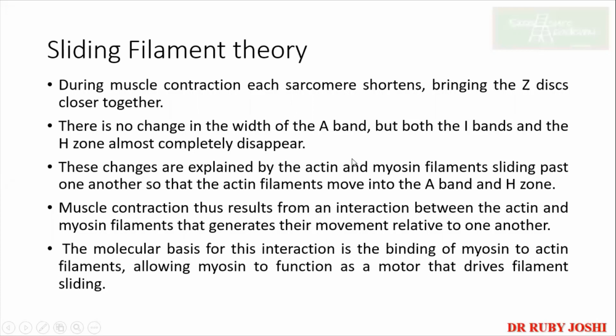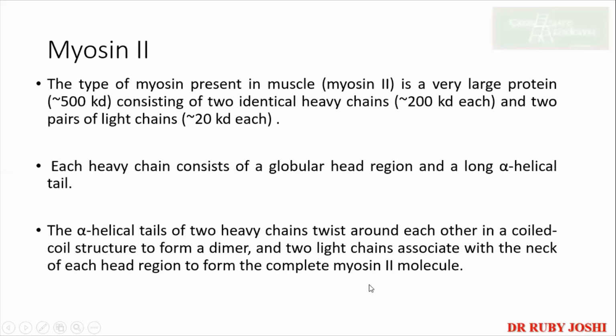So this is just like myosin holding the actin filaments from both directions and pulling them towards the center. And that's how the contraction is happening. Now the muscle contraction thus results from an interaction between the actin and the myofilament that generates their movement. And the molecular basis? The binding of myosin to the actin filaments. Now this is really very, very crucial, how myosin is binding to the actin.